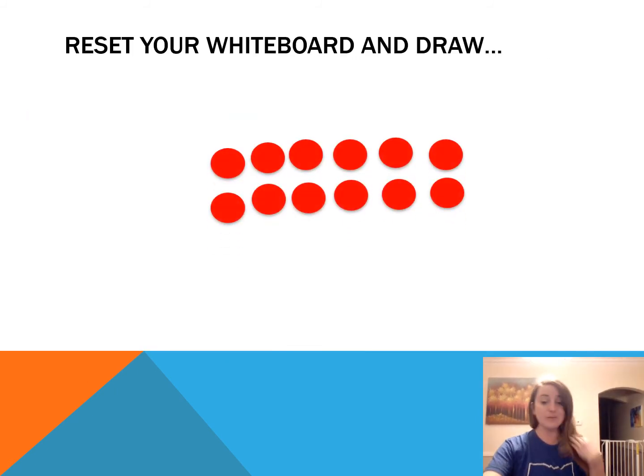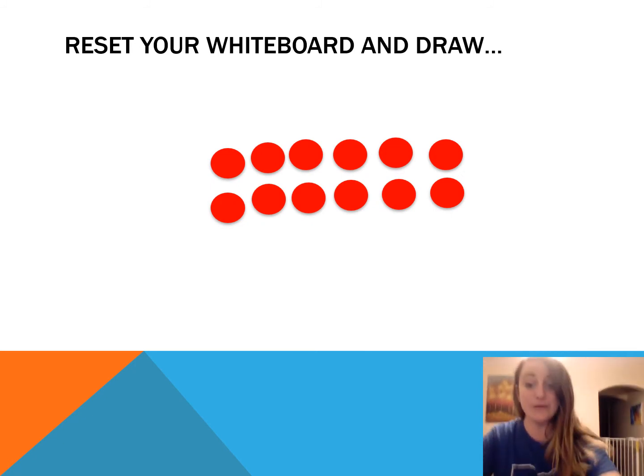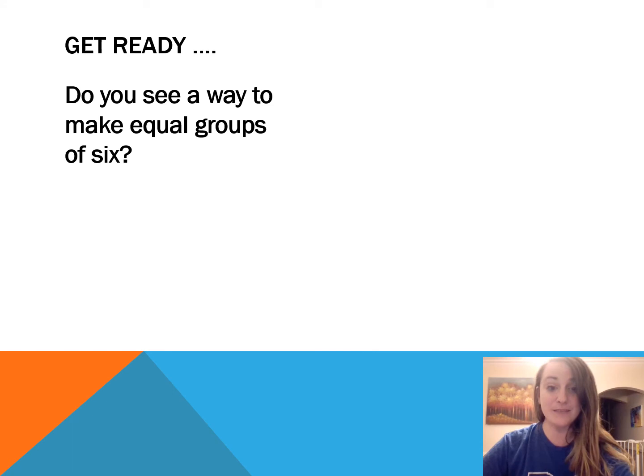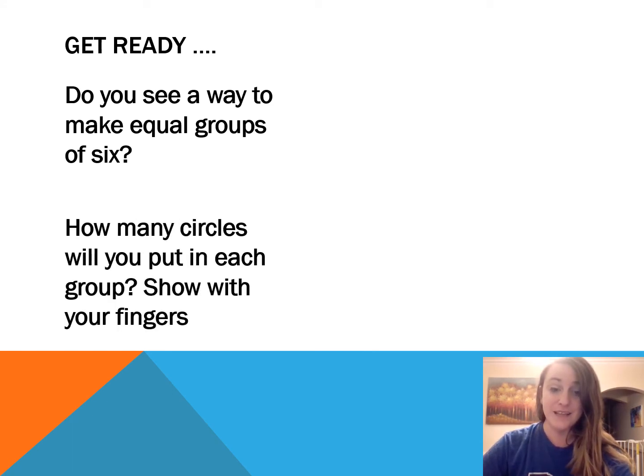Let's draw our new groups again using our 12 circles. Do you see a way to make equal groups of 6? How many circles will you put in each group? Show me with your fingers.